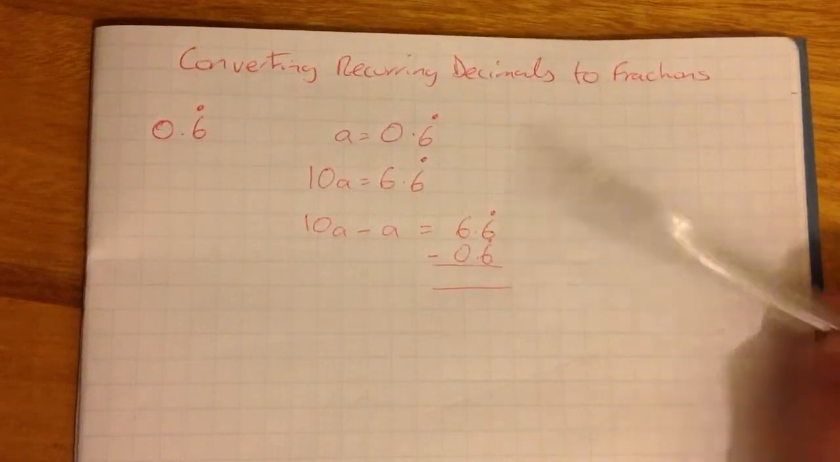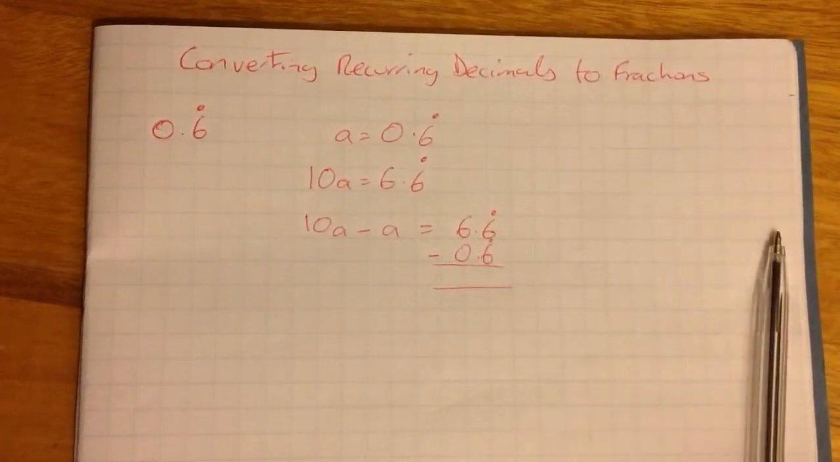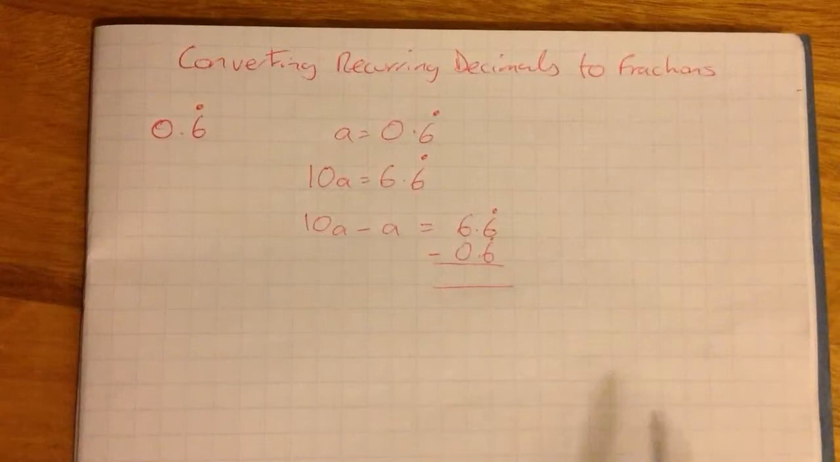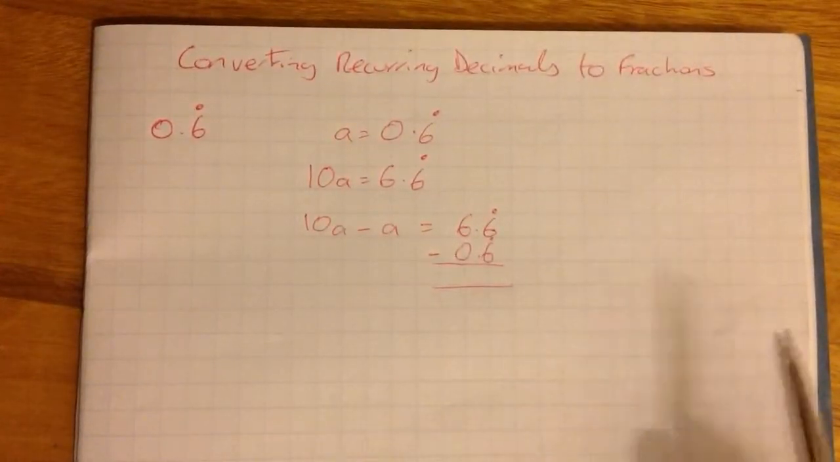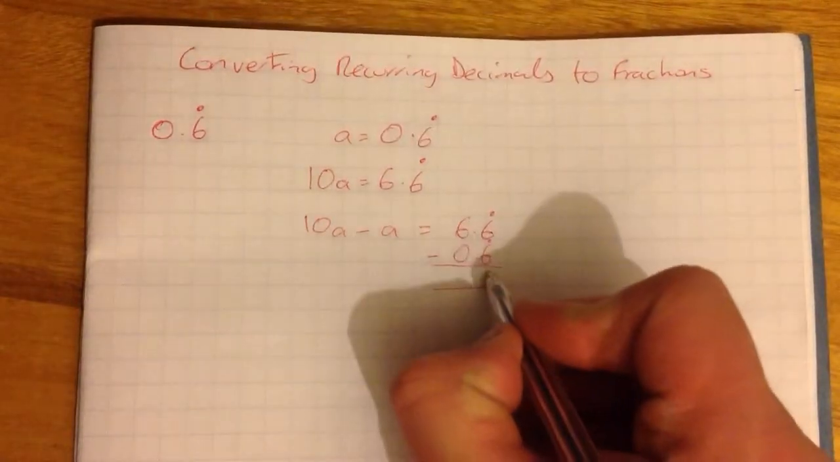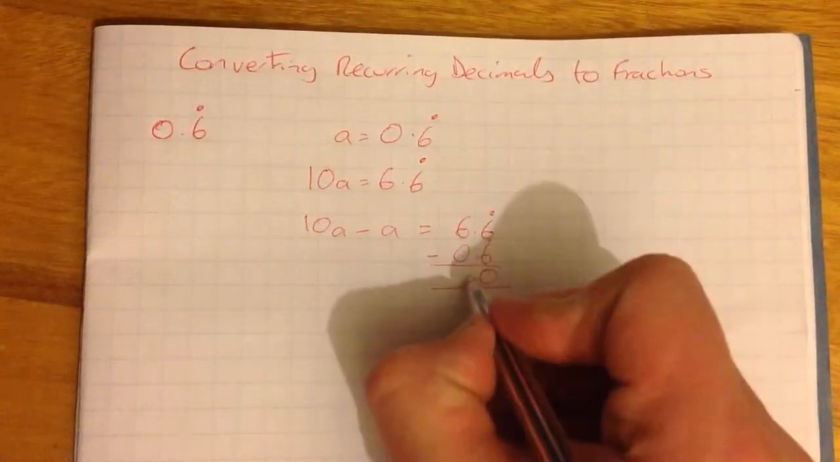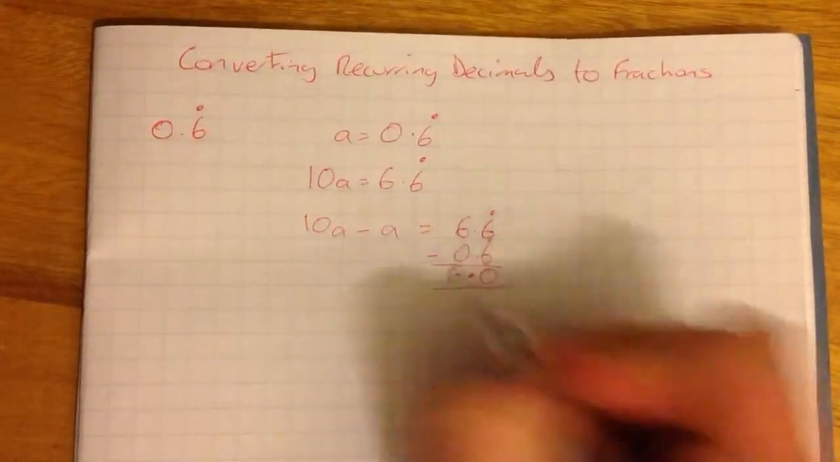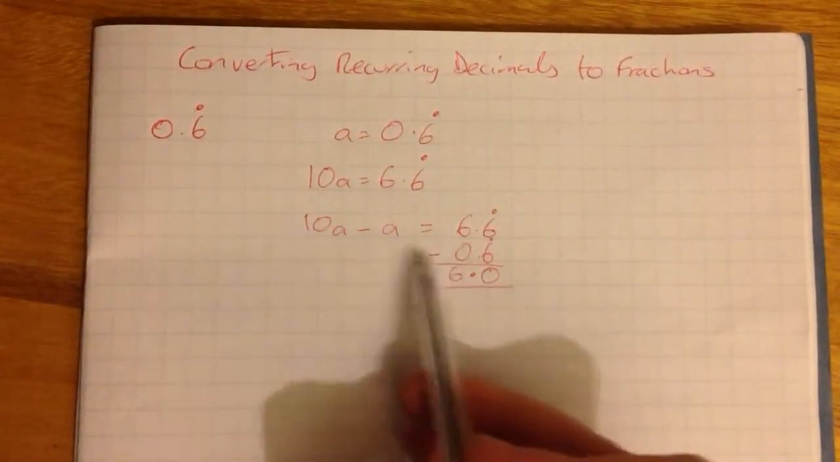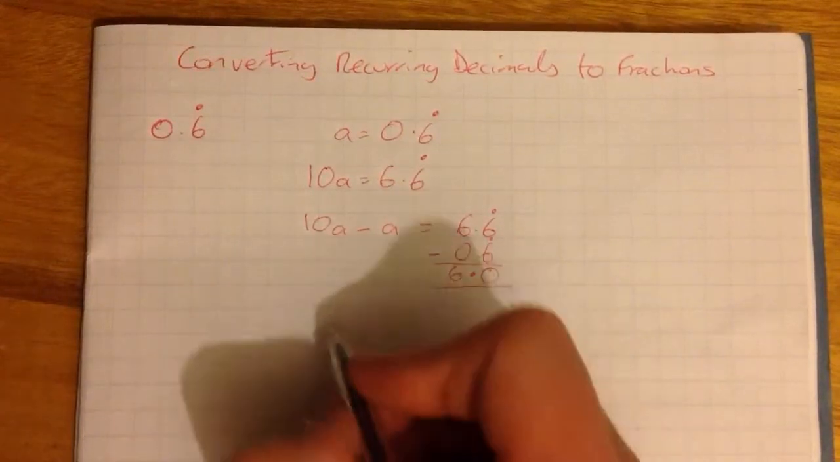These are both 0.6 recurring, so they go on and on and on, and we're always taking 6 from 6. So we've got 6 take away 6 there, and there, and there, and all the way. So that makes 0. Decimal point, 6 take away nothing is 6. So 10A take away A is 6.